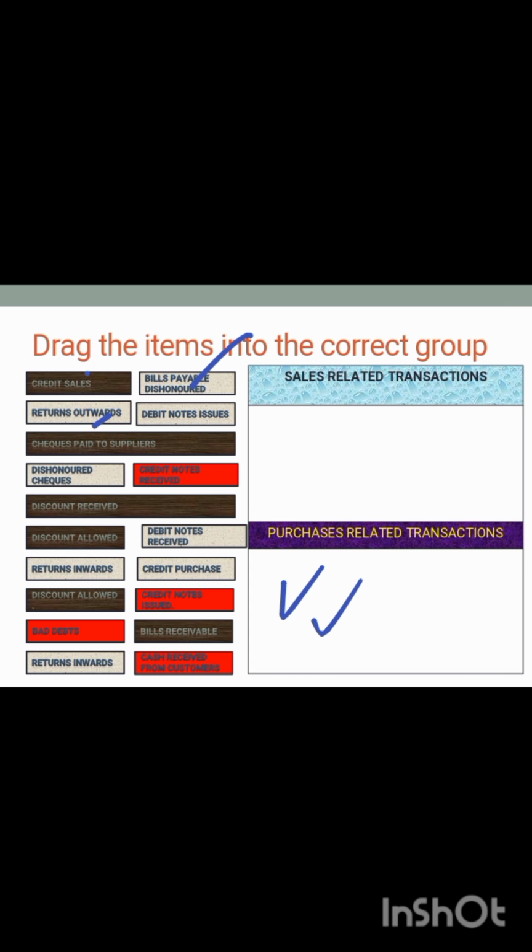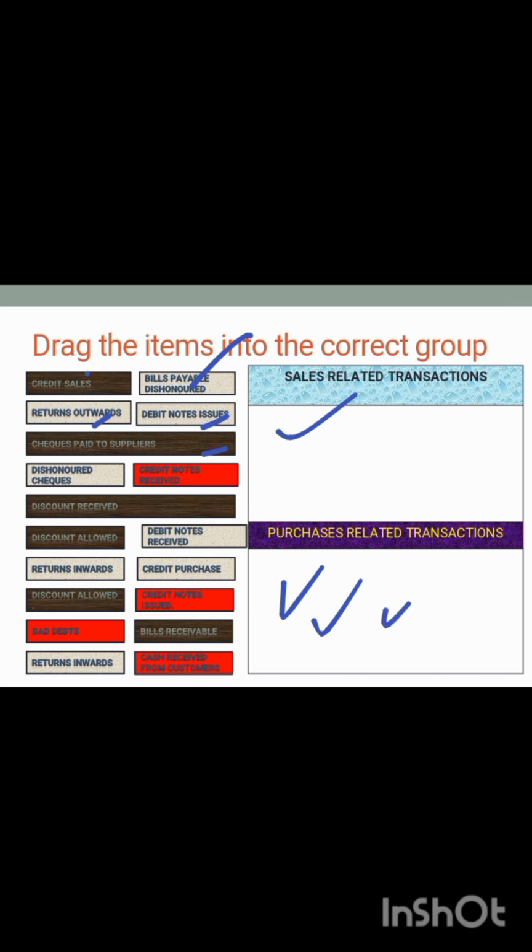Debit note issued. When you hear the word issued, it is relating to the sales ledger control account. That is debit note issued. This is found at the debit side of the sales ledger control account. So it should be relating to sales. Cheque paid to suppliers. The word suppliers indicates purchases, while the word customer indicates sales. So cheque paid to suppliers, which is this, should be entered here.